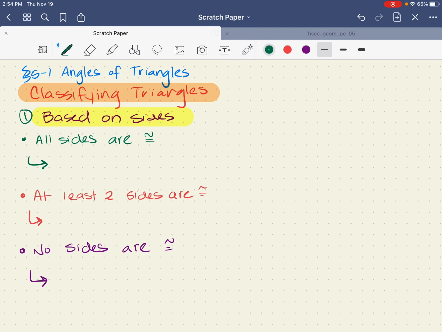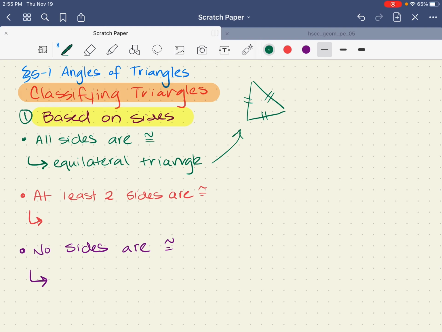Our first classification is based on when all the sides of the triangle are congruent. That would look like this, if all the sides were exactly the same, all the sides were congruent. We call that triangle an equilateral triangle. This is a vocabulary word we need to know. An equilateral triangle is when all the sides are congruent.